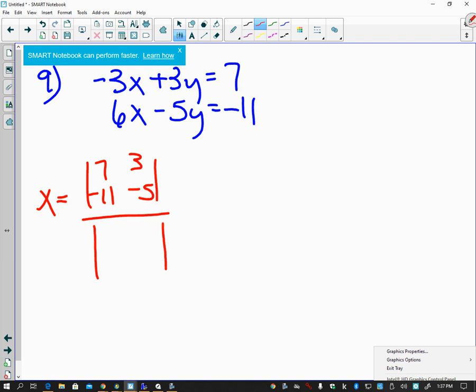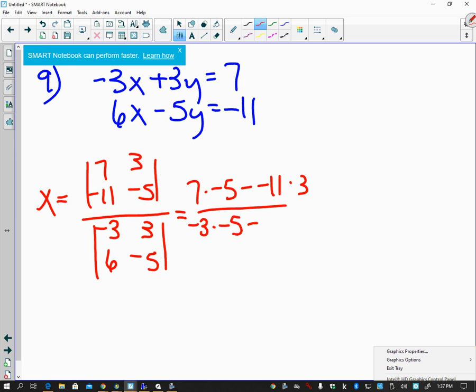Do we understand that part? For the lower determinant, everything just stays in its position. So negative 3, 3, 6, negative 5. And then we find our determinant. So we have 7 times negative 5 minus negative 11 times 3. We've got negative 3 times negative 5 minus 6 times 3. Let's see, negative 3 times negative 5 is 15. 15 minus 18 is what, negative 3? Negative 3 in the denominator.